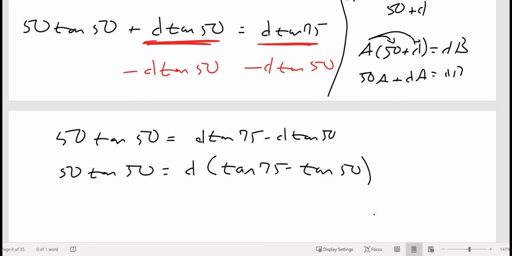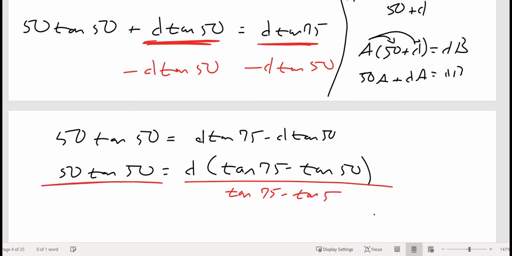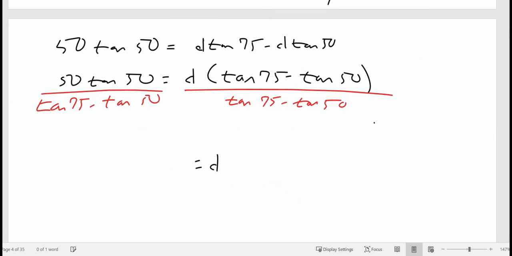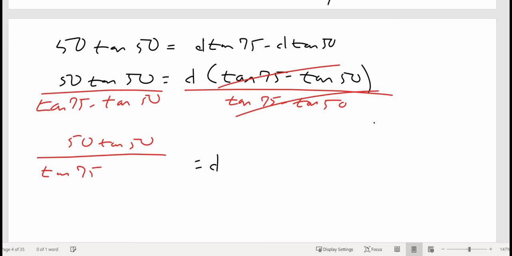Keep in mind, it's d times ugly number. You divide by ugly number, right? Because that's how you undo multiplication. So I'm going to divide by the ugly number. If I do it to that side, I better do it to this side. But this stuff will then cancel out. We're just left with 50 times tangent of 50 over tangent of 75 minus tangent of 50. And that's the exact answer.